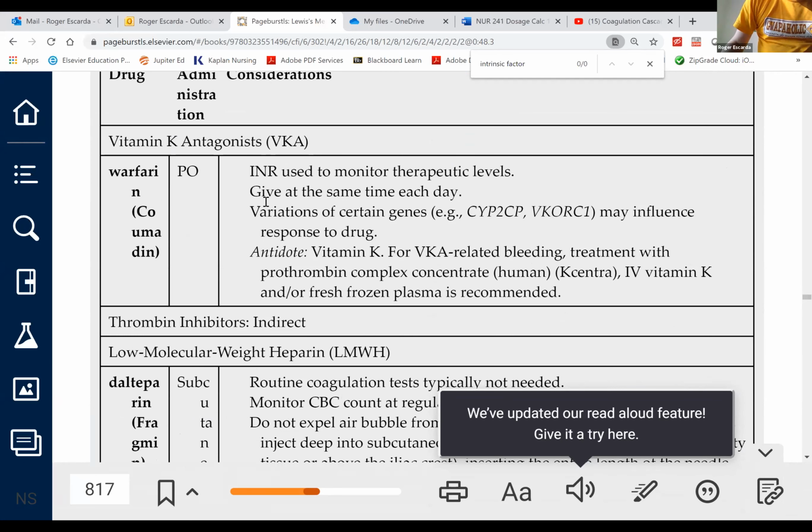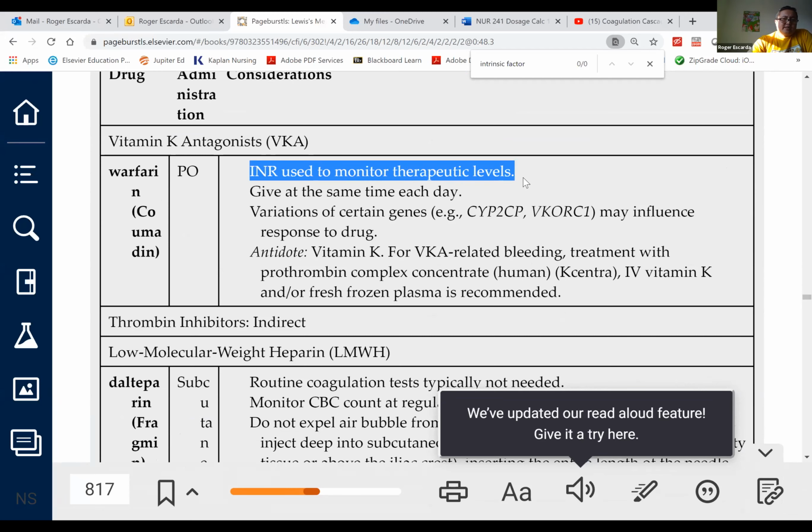With each one, although not all of them will have routine coagulation monitoring. For warfarin, you have to watch INR at least once a day.